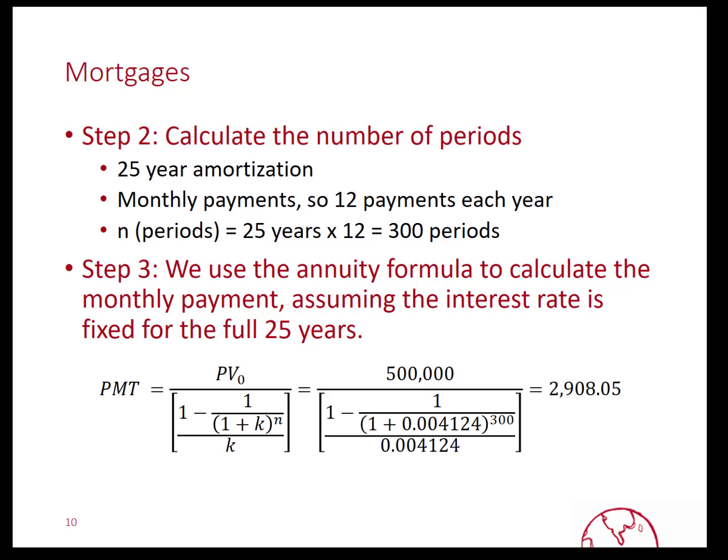Okay, so we have our annuity formula. Here, we know that the present value of the mortgage is $500,000. We know that the effective monthly rate is going to be 0.004124, which we solved for in the previous step, or 0.4124%. We know that the number of periods is going to be 300, which is 25 times 12. Solving for our equal monthly payment, we get $2,908.05.